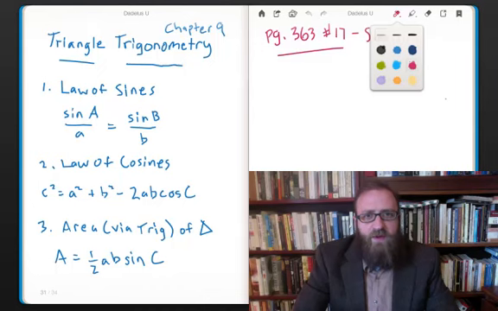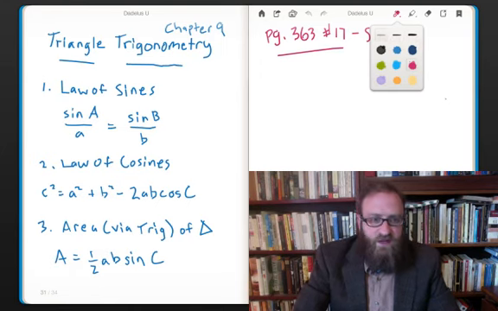So let's first take a look at the main laws or rules or concepts learned here in Chapter 9. I've got them up here on the big board. The first is the law of sines, which says the sine of an angle over its opposite side is equal or proportionate to the sine of any other angle over its opposite side. And of course, here in this chapter, we're dealing with non-right triangles.